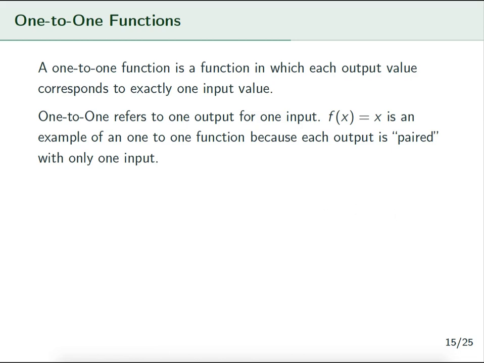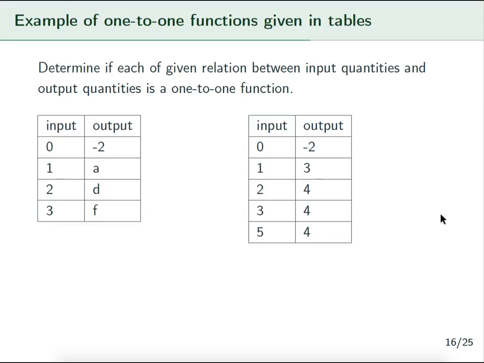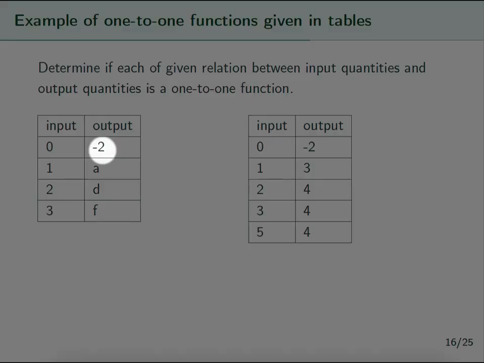So let's demonstrate an example using a table again. In order to determine a one-to-one function, first of all, it has to be a function. So here we have a function in this left table. Each input goes to one output. But also each output, let's look at negative 2, is not repeated anywhere else. Negative 2 is only paired with the input of 0. A is only paired with 1. D is only paired with 2. F is only paired with 3.